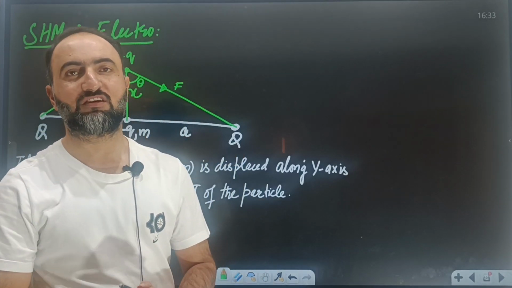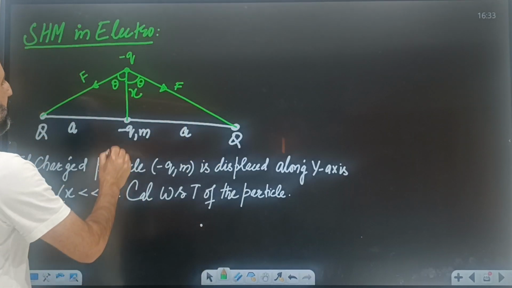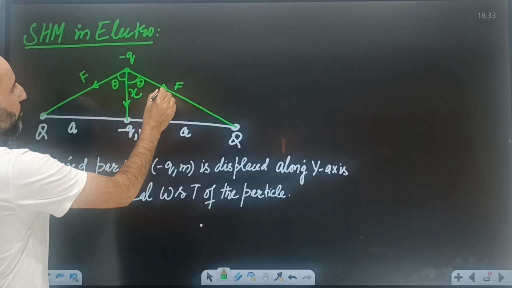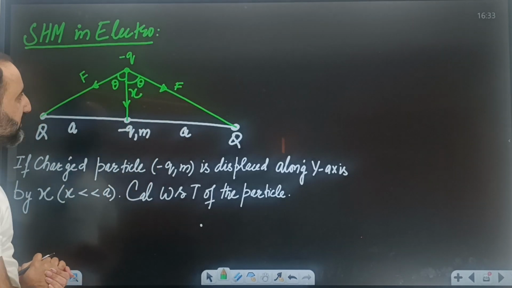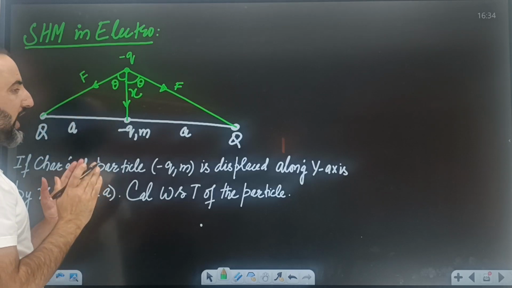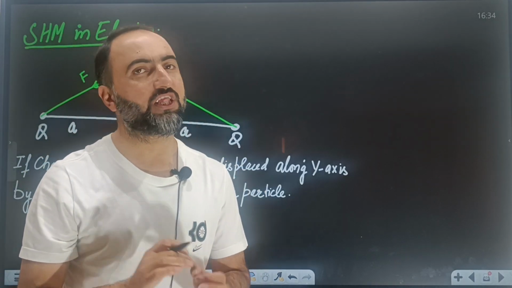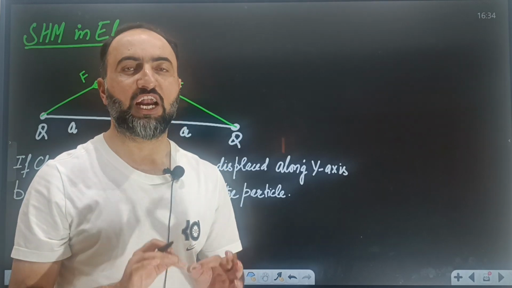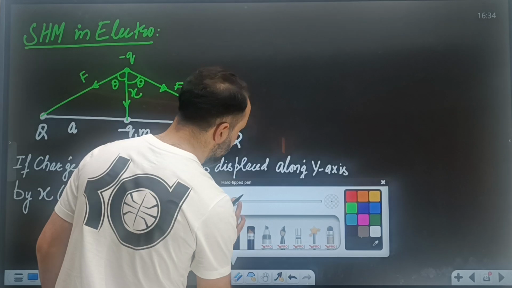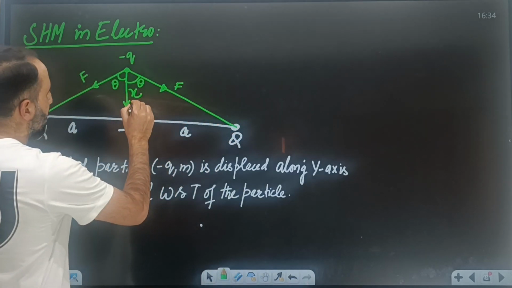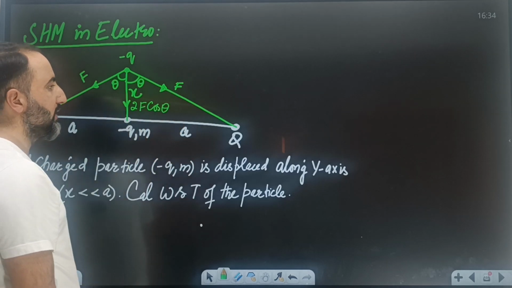Now what you do next is resolve this F into rectangular components. In this direction there will be two components. One is F cos theta, and the other component from here will be F sin theta. F sin theta and F sin theta are equal and opposite, so they will cancel. F cos theta and F cos theta are in the same direction, hence they are going to add. So in this direction, the net force comes out to be twice F cos theta.